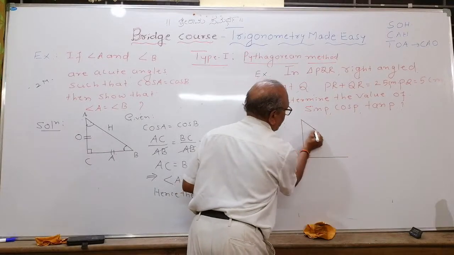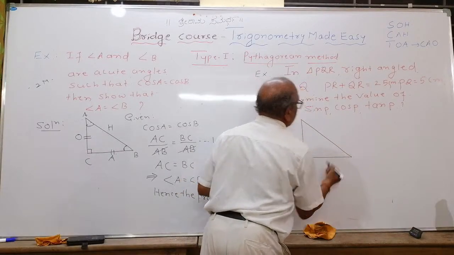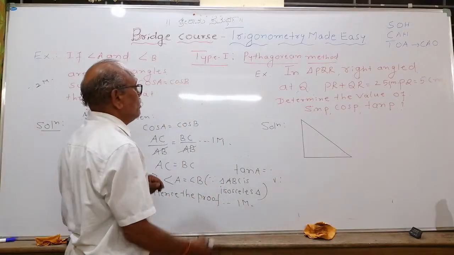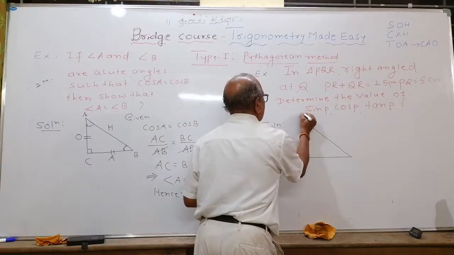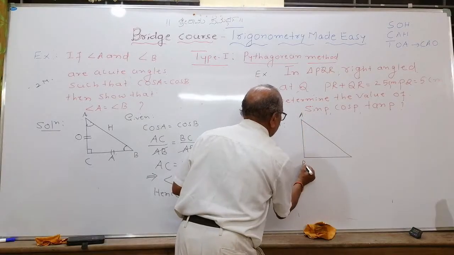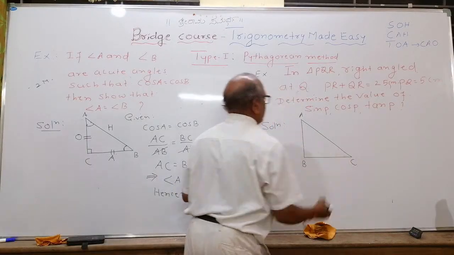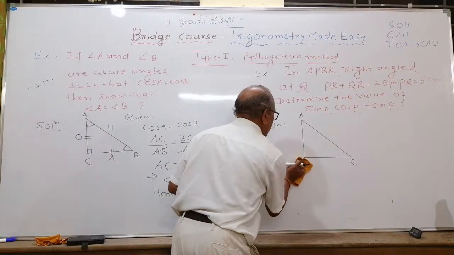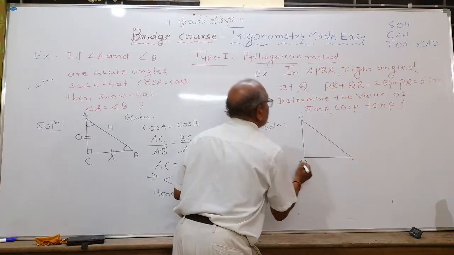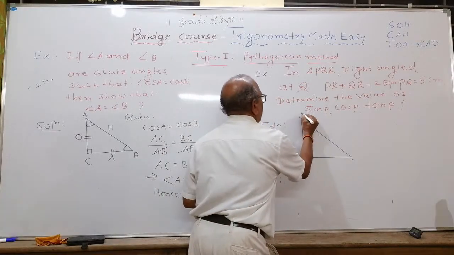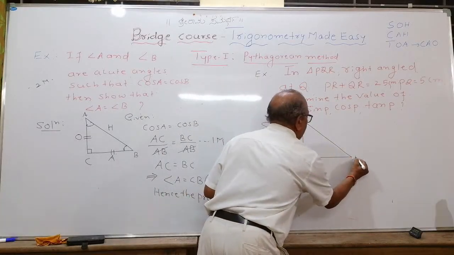Draw the right angle triangle. We are solving type 1 questions today. Then I will move on to type 2. I will take the theory. We learn the next type of questions. Triangle ABC, sorry, it is right angled at Q. When this is Q, the other two sides will be P and R.